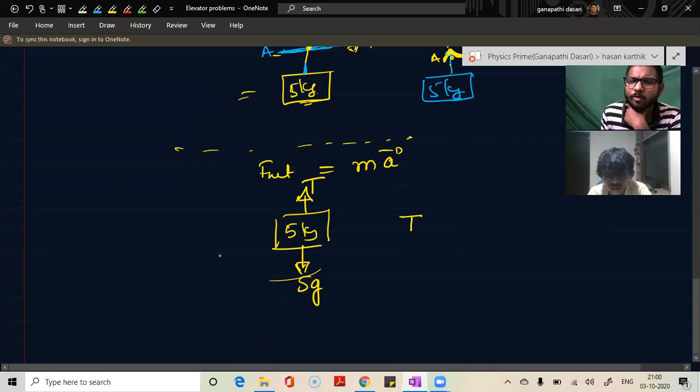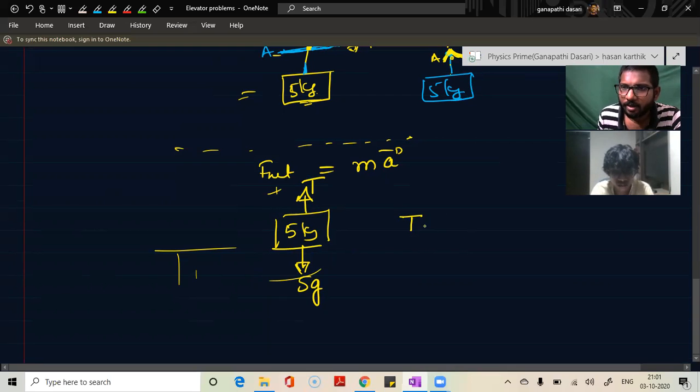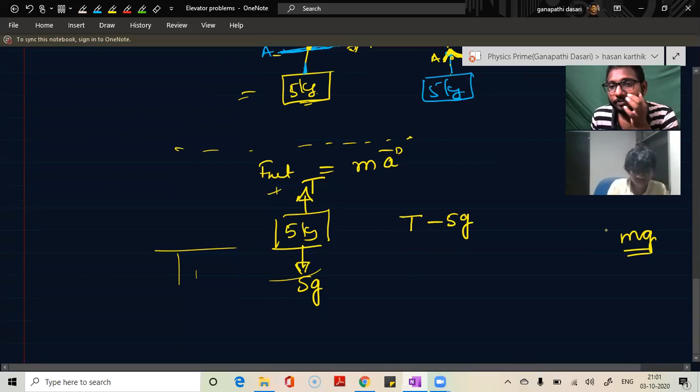You can take in any direction. If you want to see downward motion and everything, you can say 5g minus T. If you want to take this to be positive and this to be negative, you can. I'll show you how to solve in different problems. So T upwards I took, and minus 5g is the downward force. Is this the net force or not? Force is what? 5 mg, na? Yes, 5g I took. T upwards net force, this is positive force. If I take this, it will become negative force, isn't it?